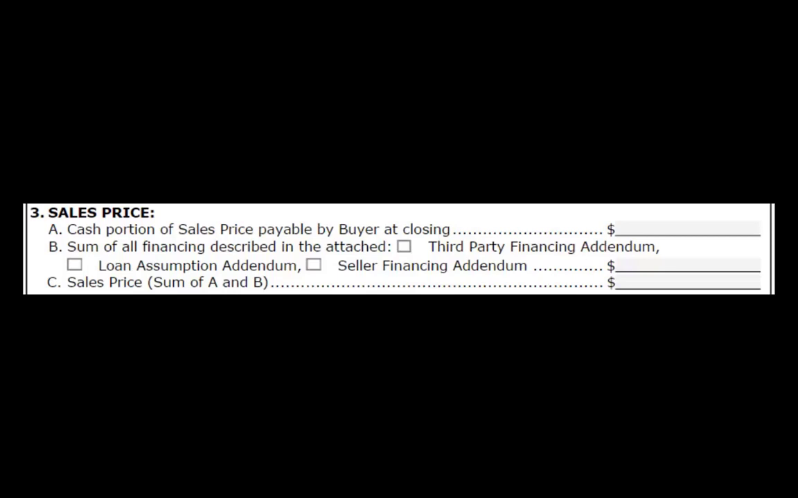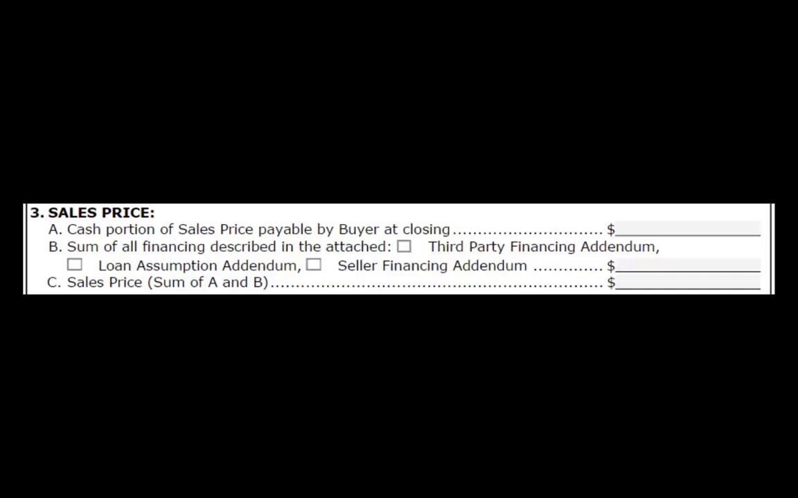So the way it works here is line C is the total sales price. That's going to be the number that the seller cares the most about, because that's the total purchase price, the amount of money that the seller is going to actually receive. What this contract does is divide it up so that the first line, line A, is the down payment amount. Line B is the amount financed, the loan amount, and then you total those together to get line C. So A plus B is always going to equal C no matter what.